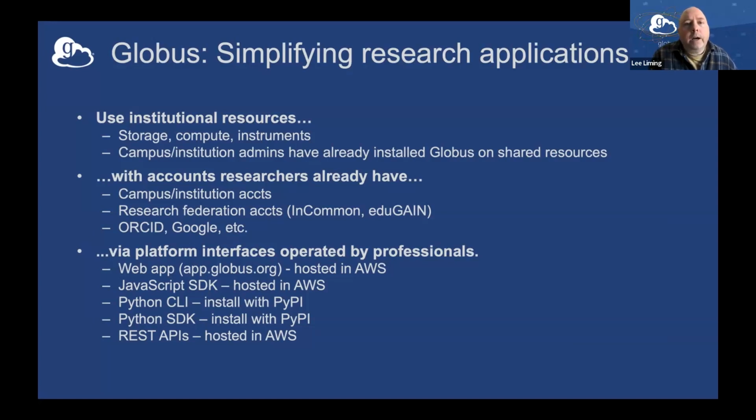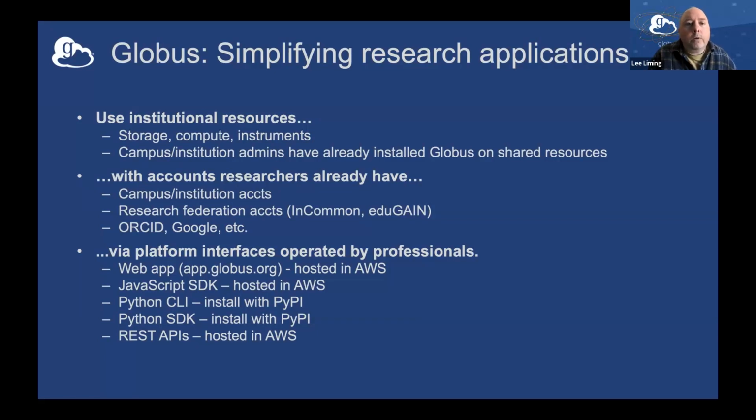And then finally, all of this is made available using platform interfaces that are operated by our team at the University of Chicago. All of our stuff is hosted in Amazon Web Services. We use multiple availability zones for a lot of our APIs and hosted services so that it's available even in the event of single area outages.